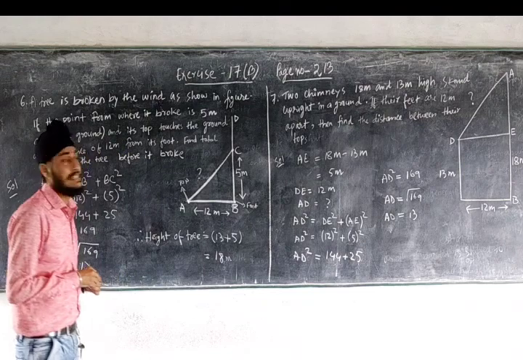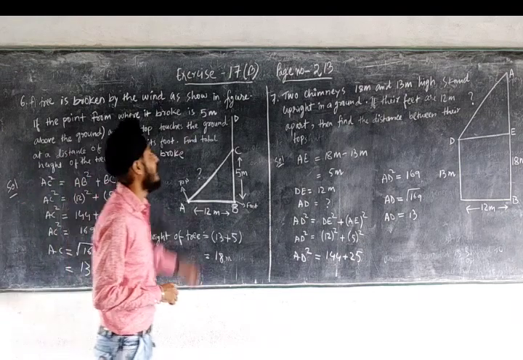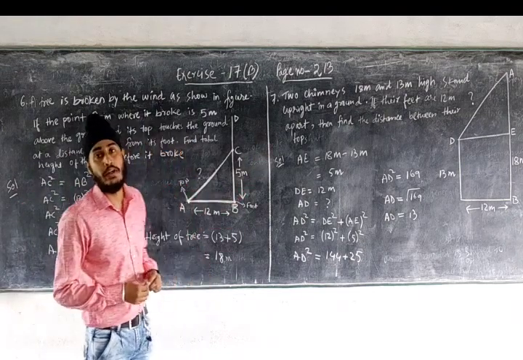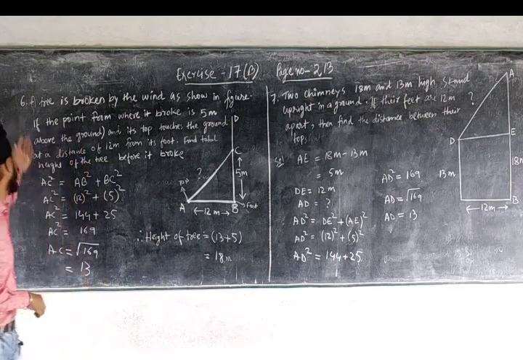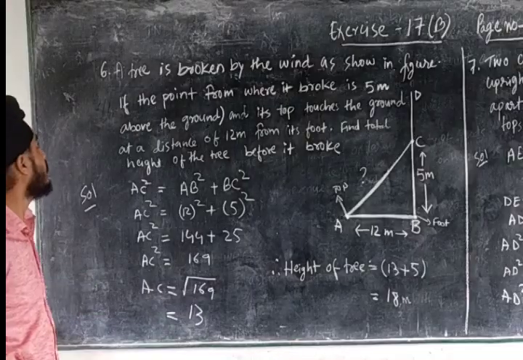Question number 6 and 7 of exercise 70B given in page number 230. The first question we will be doing is question number 6. Now what is question number 6?